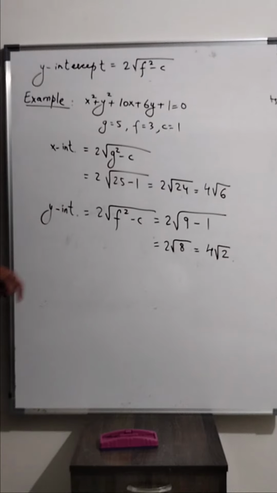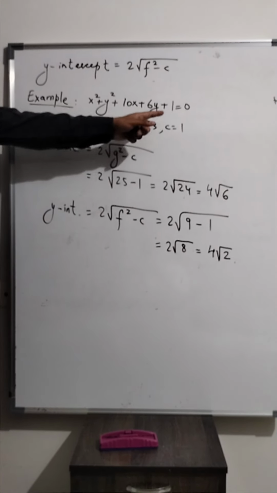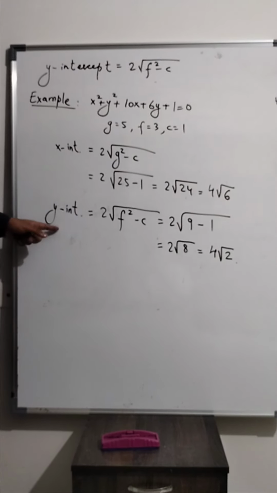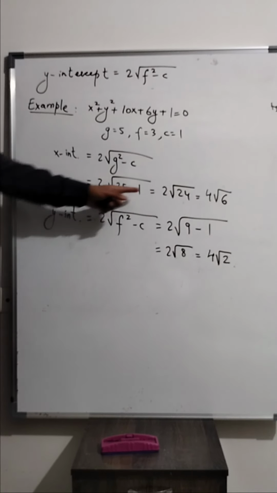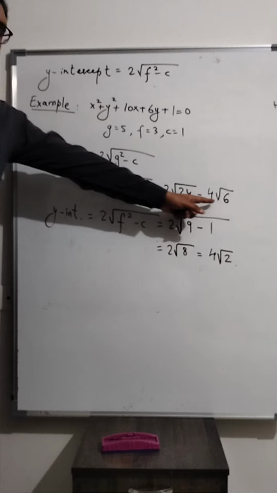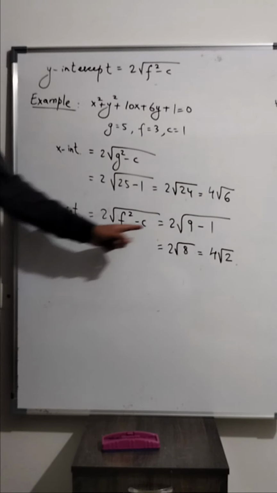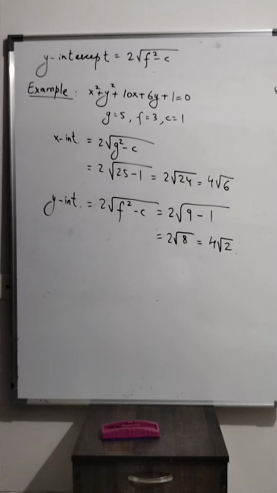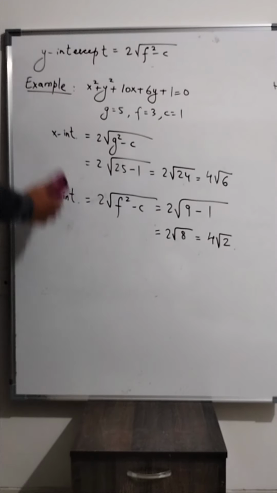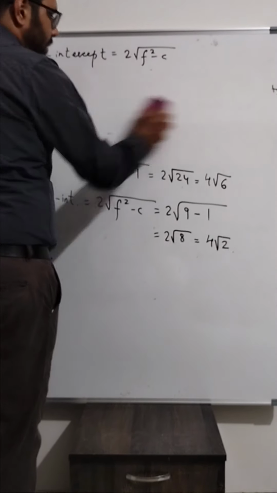Okay, so this was the equation of circle which was given to us, and we were asked to find the x-intercept and y-intercept, and by applying the formula for x-intercept and y-intercept, I got the values as x-intercept equal to 4 root 6 and y-intercept equal to 4 root 2. Okay. So now let's take another example based on this.